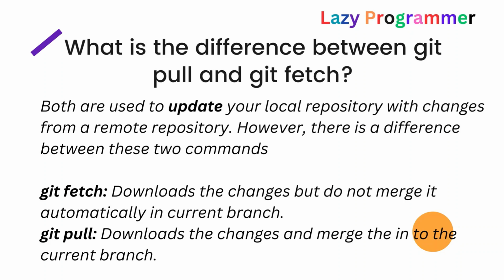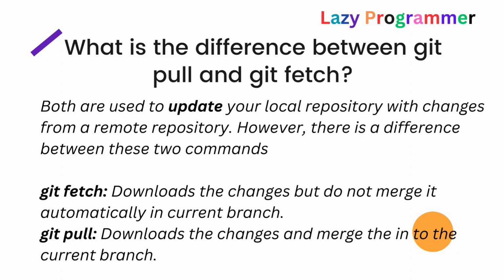This command downloads the latest changes from the remote repository to your local repository, but it does not automatically merge them with your current branch. Instead, it stores the changes in a separate branch called FETCH_HEAD. You can review the changes using tools like git diff and then merge them manually using the git merge command. So it will not merge, it will just download the changes from the remote repository and store them in a separate branch.